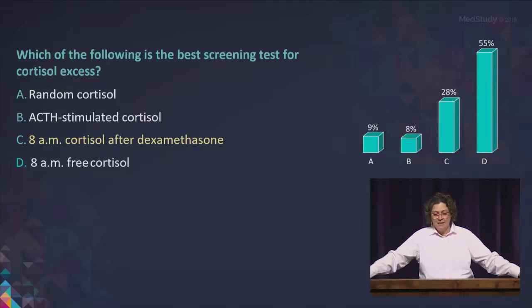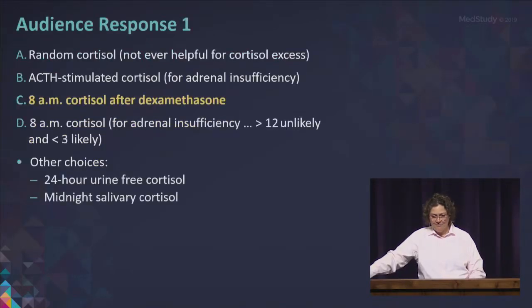I'm glad I'm here. The answer is C. So let's talk about why that is the right answer, and probably more importantly, why the other answers are wrong. So 8 a.m. cortisol after dexamethasone is a very reasonable test to figure out if there's cortisol excess. One of the fundamentals of endocrinology is dynamic testing. So if you want to ask, is there hypersecretion, we're trying to suppress something, versus if it's low secretion, we try to stimulate it. And we're going to talk on the next slide about that.